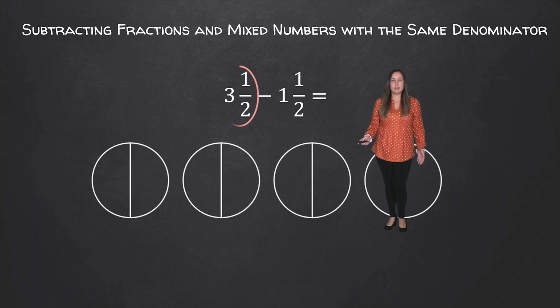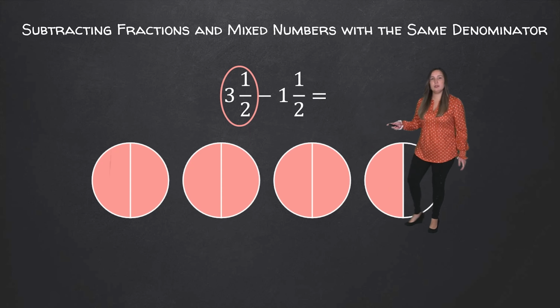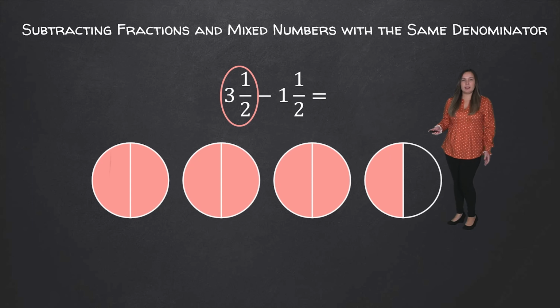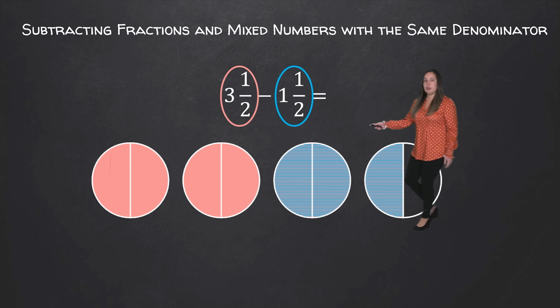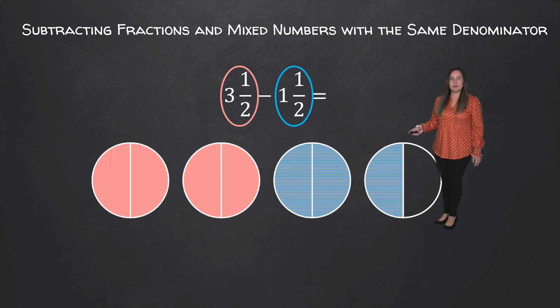And so the first thing we're going to do is shade in 3.5. So we're going to shade in 3 whole circles and then half of a circle here. And now because we're subtracting, we're going to take away 1.5 from the pieces that we already have shaded. So we're crossing out 1.5 here. And then we're moving these pieces.